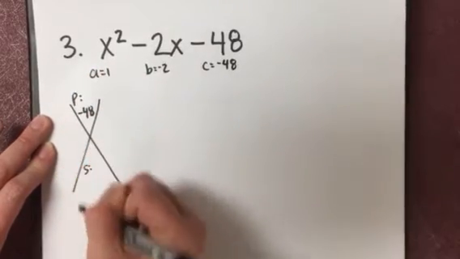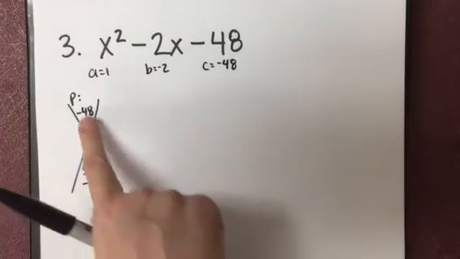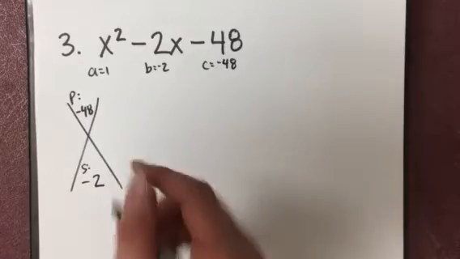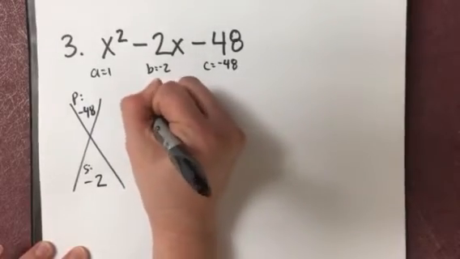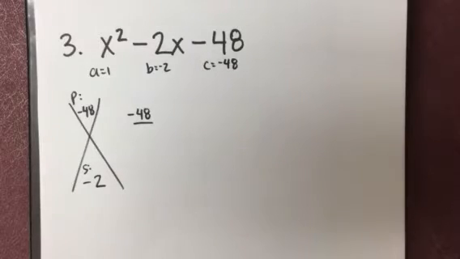Your sum number will be your b value. So we're going to be looking for a product of negative 48 and a sum of negative 2. Think about factoring to get a negative, multiplying to get a negative. You need one positive and one negative.